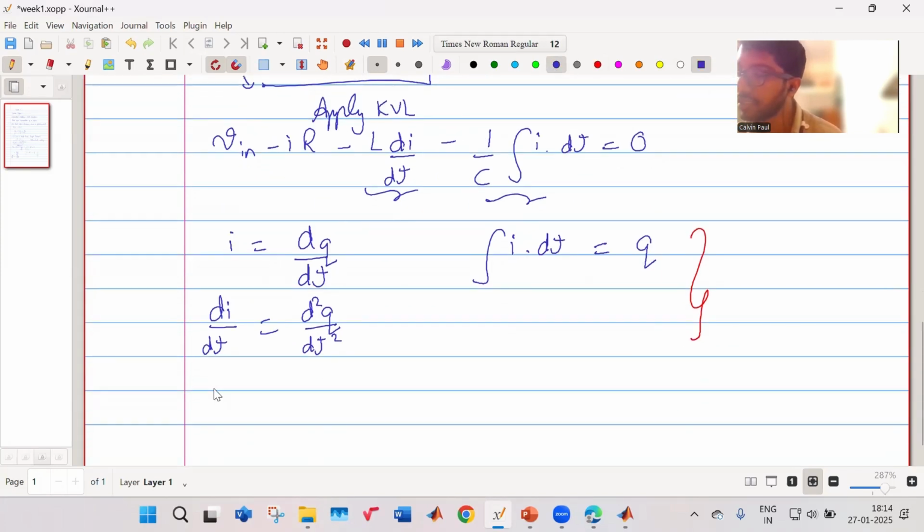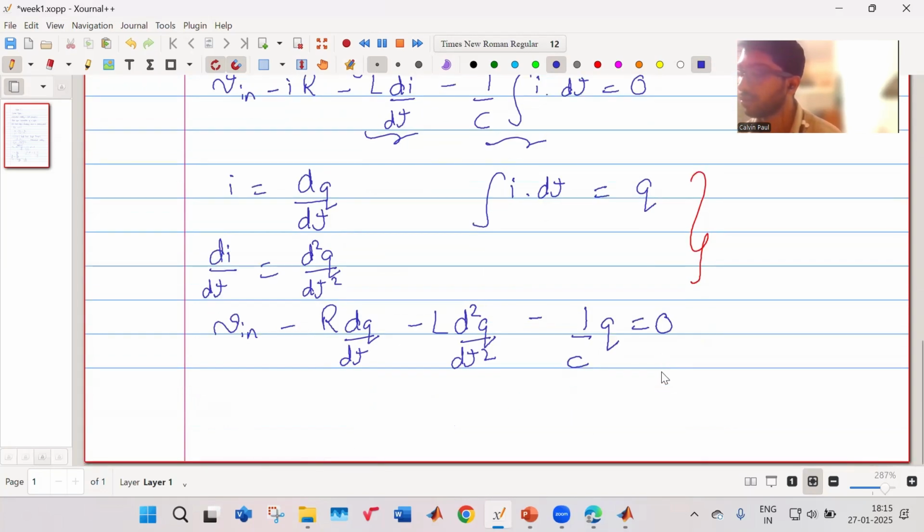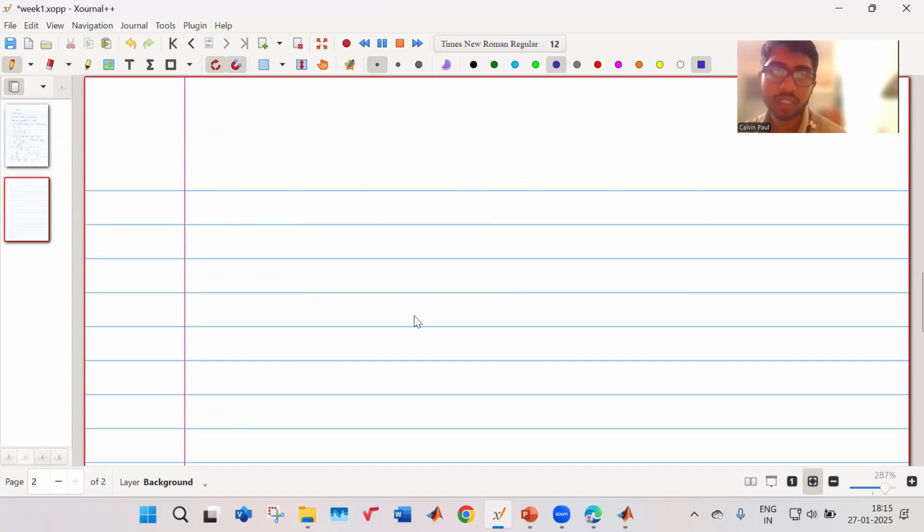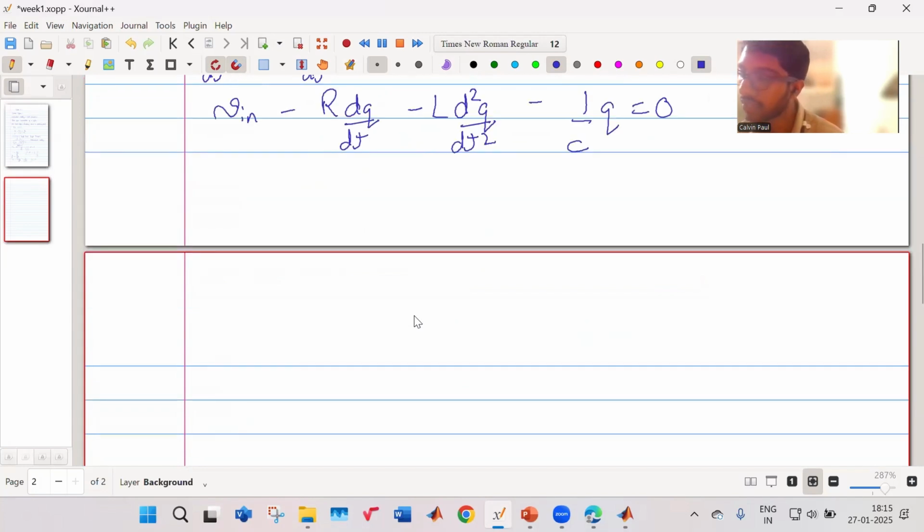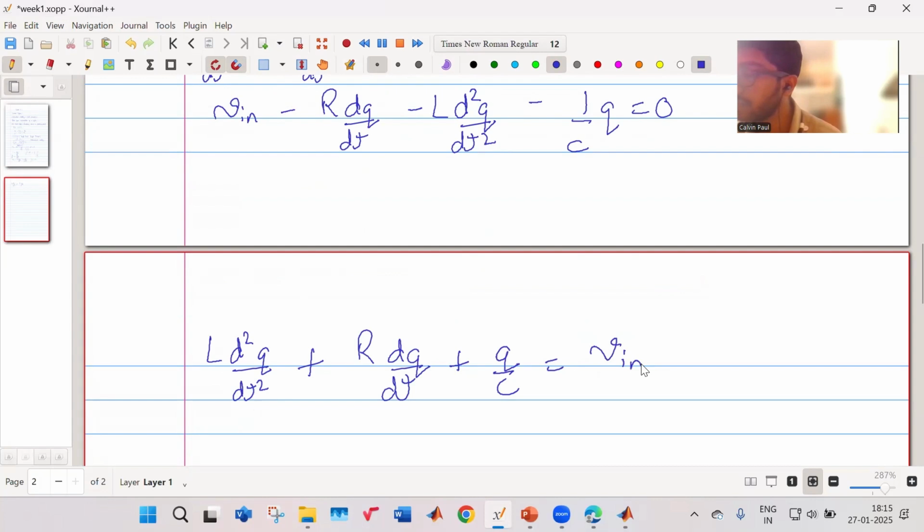What I will get is V in minus R into dq by dt minus L into d2q by dt2 minus 1 by C into q is equal to 0. So this is the equation. Now let me rearrange this equation. I will write it in this form: L d2q by dt2 plus R dq by dt plus q upon C is equal to V in. Alright.